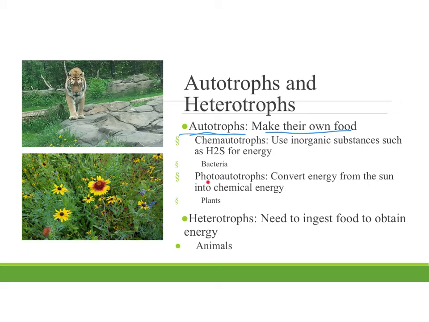A second type of autotroph is called a photoautotroph. These convert energy from the sun into chemical energy, and this would be what plants are. Then we have heterotrophs. These need to ingest food to obtain energy, which would be animals like us, right? We don't make our own energy. We have to eat things to give us energy.